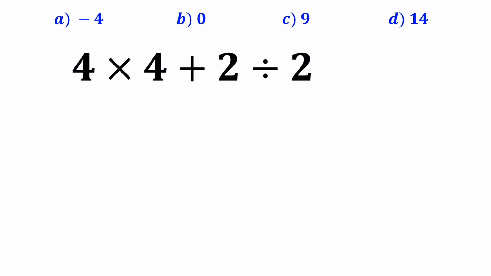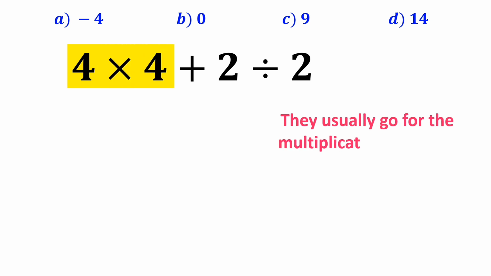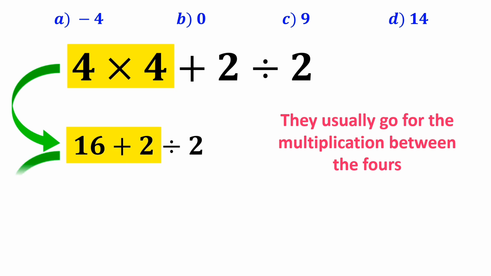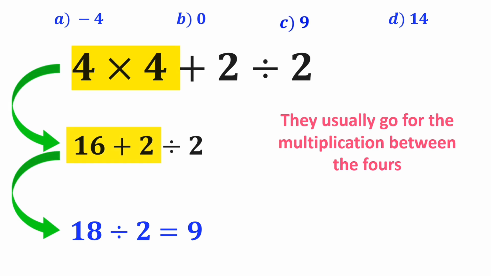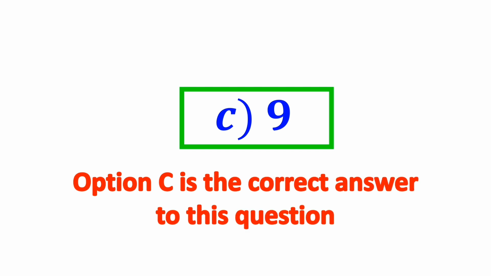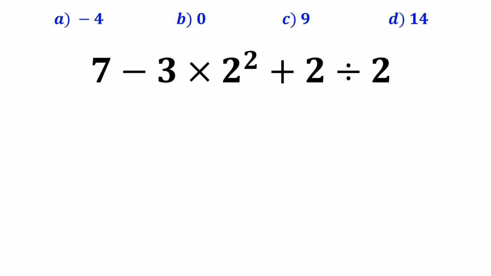In the next step, they usually go for the multiplication between the 4's and replace this expression with 16 plus 2 divided by 2. Then they add 16 and 2 and write this expression as 18 divided by 2, which finally equals 9. And without any hesitation, they quickly say that option C is the correct answer to this question. But it's not the correct answer. Now let me show you how to solve this expression correctly.